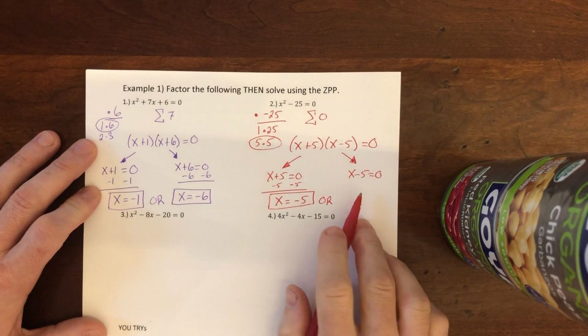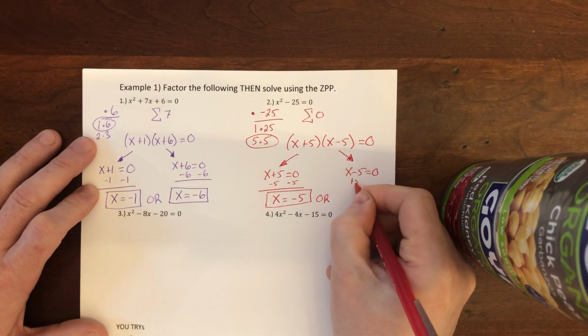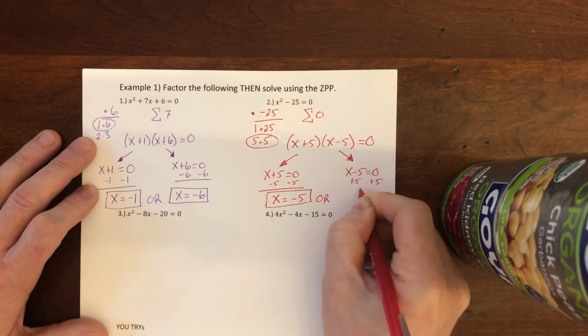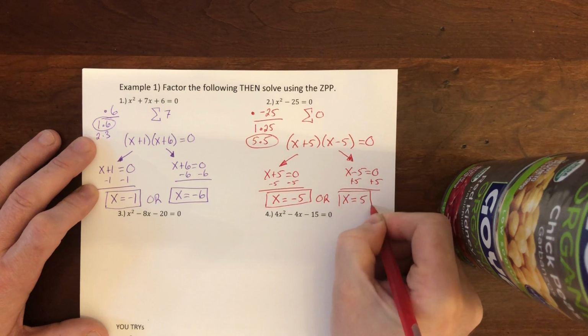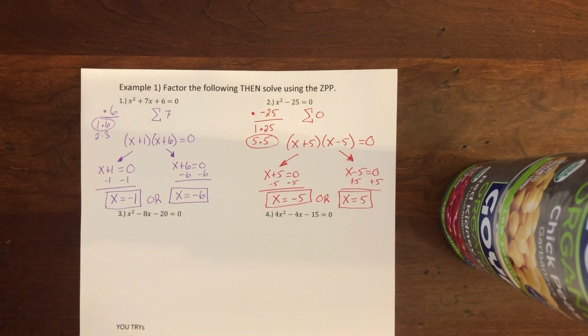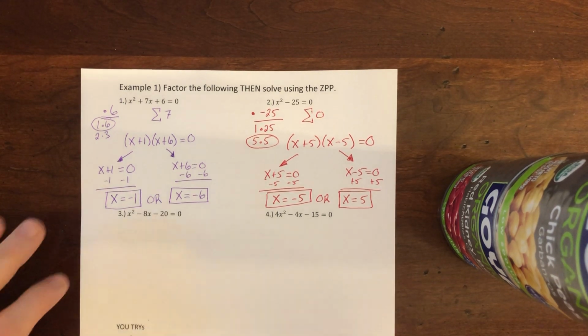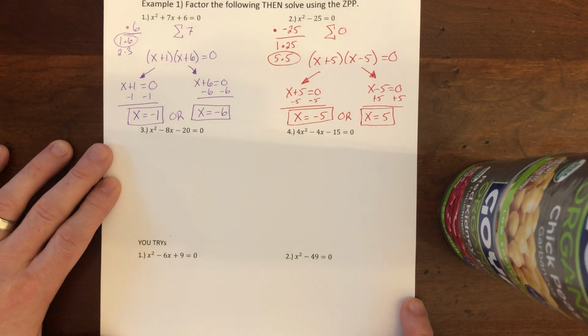Or we're going to solve the second one here. If x minus 5 equals 0, we're going to add 5 to each side. So we have our two solutions here, x equals -5 or x equals +5. All right, we have two more problems, and there's 2 U-tries for you guys.